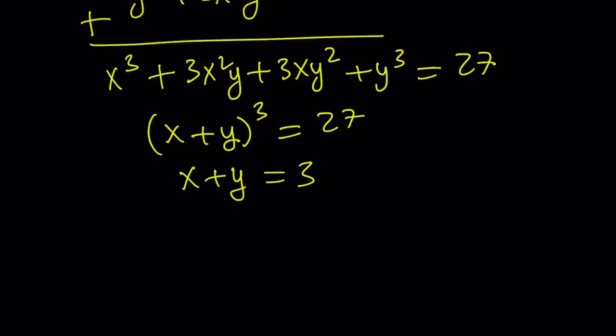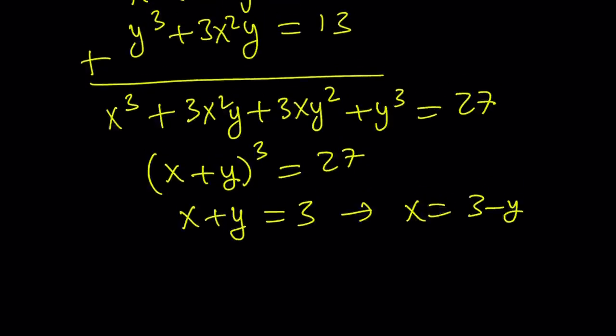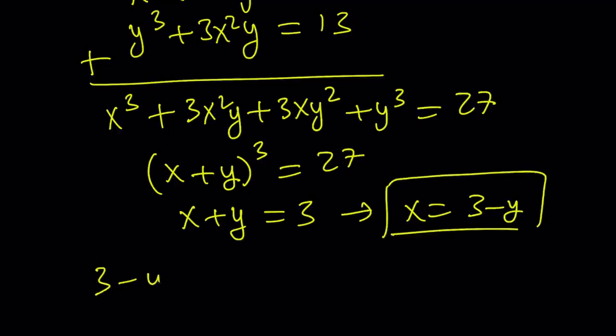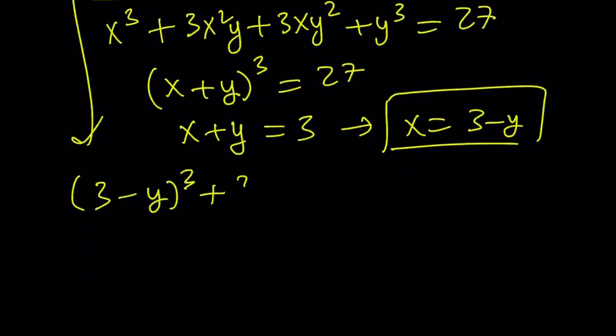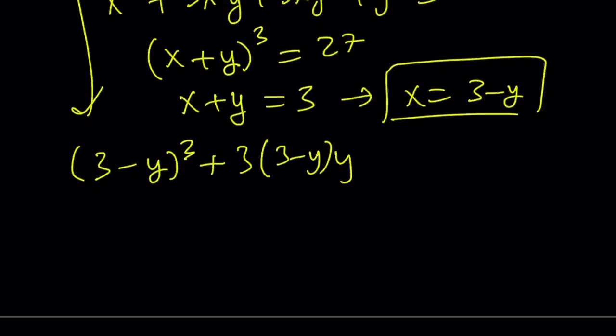And from here, you can do whatever you want, like you can replace x with 3 minus y or y with 3 minus x in one of these equations, and you'll get the answer. Let's go ahead and do the first one. Let's replace x with 3 minus y. So we get 3 minus y cubed from the first equation, and 3 minus y cubed plus 3 times 3 minus y multiplied by y squared equals 14.